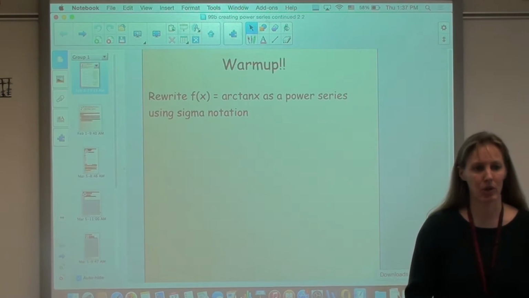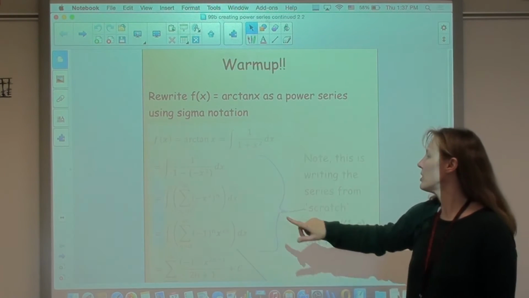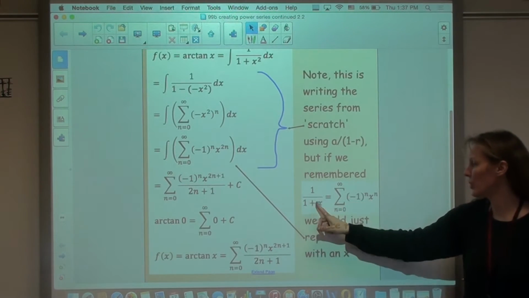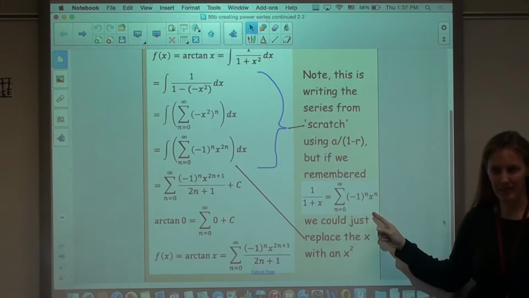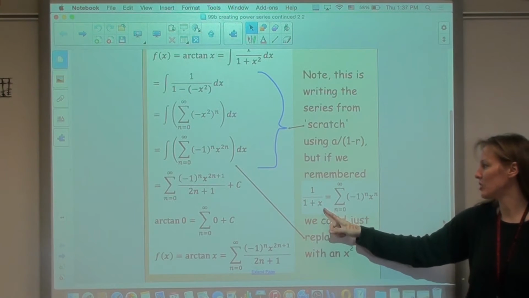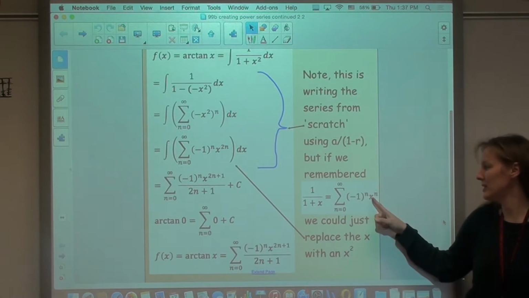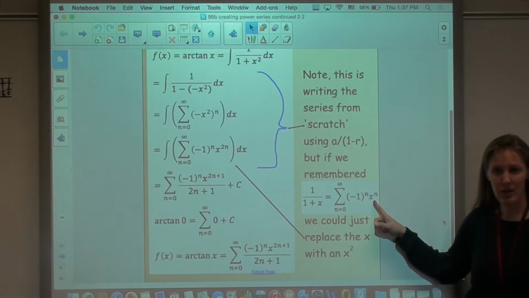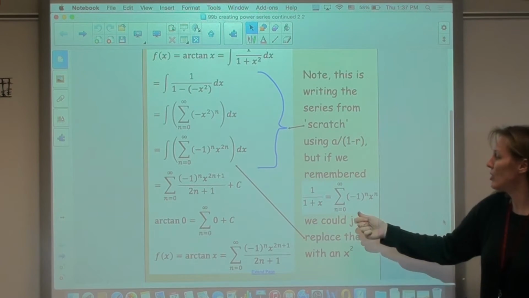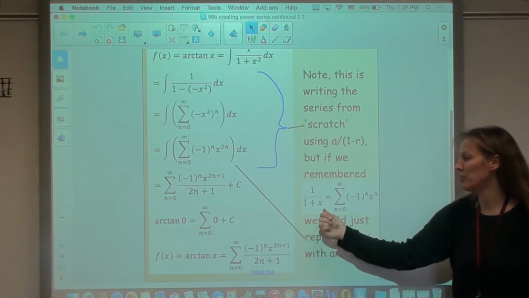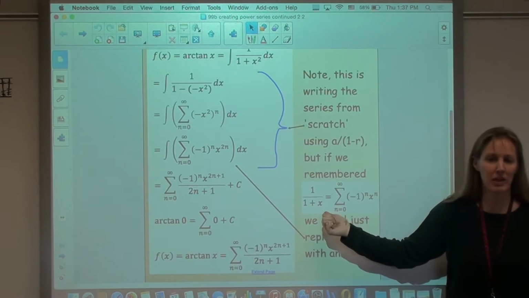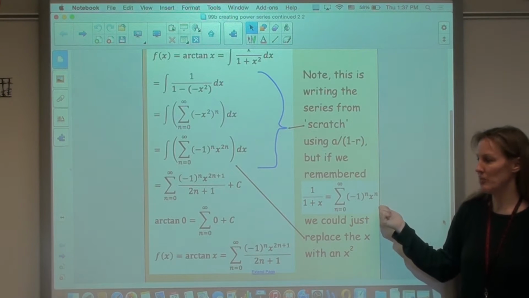If you can remember what we did yesterday, at the end of the lesson, we learned that 1 over 1 plus x was this. So if you've got this series, and we want 1 over 1 plus x squared, you can literally just replace the x with an x squared and jump right to this step. So if you know the series for 1 over 1 plus x, and you want the series for 1 over 1 plus x squared, you can just replace your x with an x squared and jump to that step.